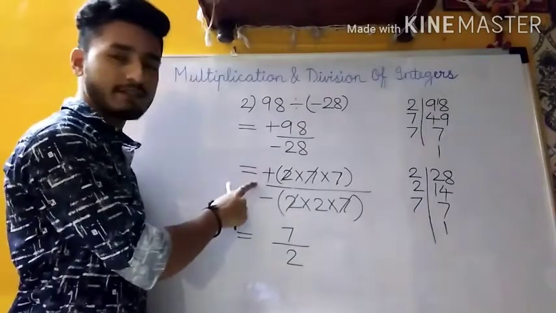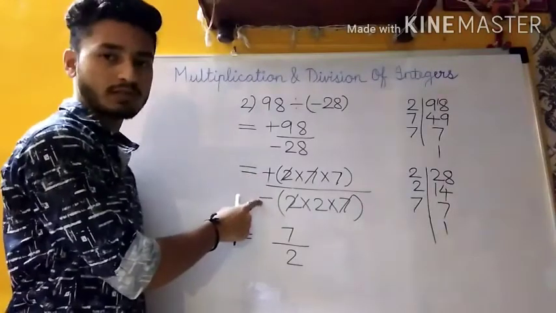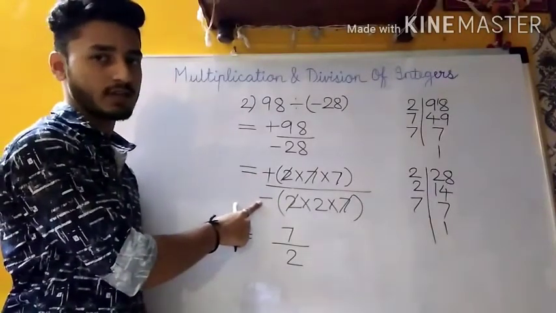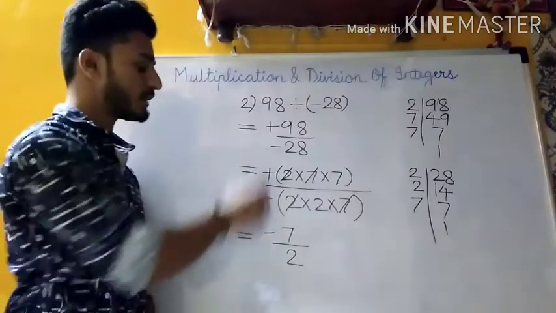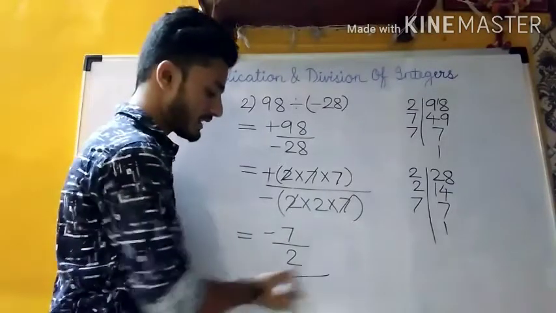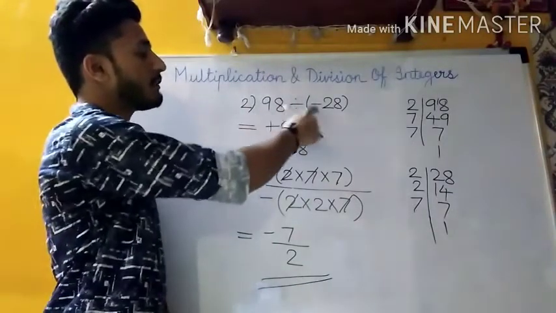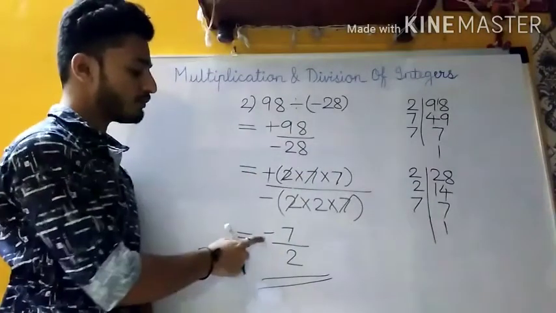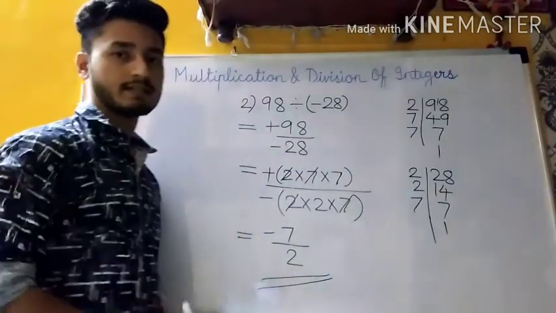Okay. So in division, if one sign is plus and other is minus, that is opposite signs, what answer do we get? Yes, we get a negative answer. So I'll just write minus, so that we will complete our entire sum along with the signs. Okay. So this is your answer. So 98 divided by minus 28 will give you minus 7 upon 2. Okay, so this is your entire sum.